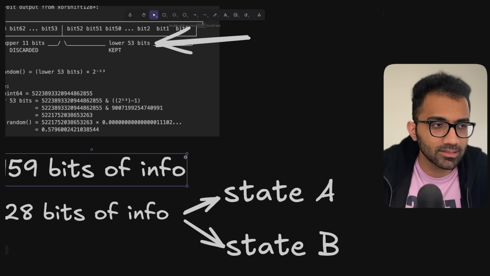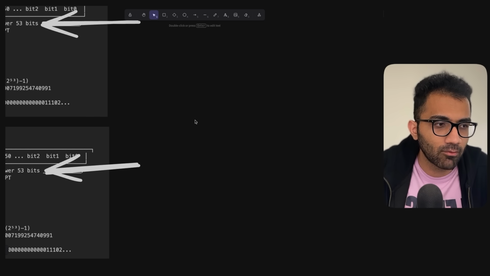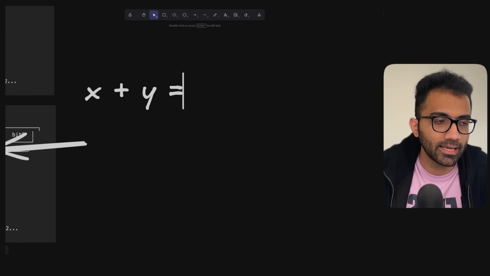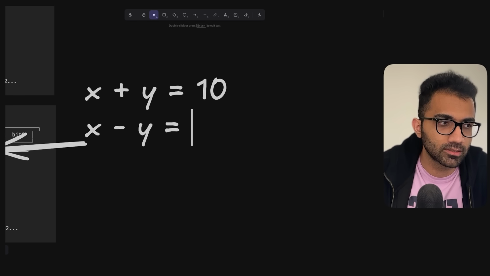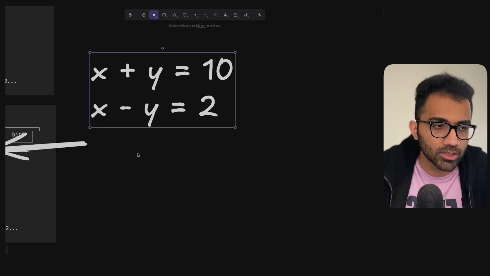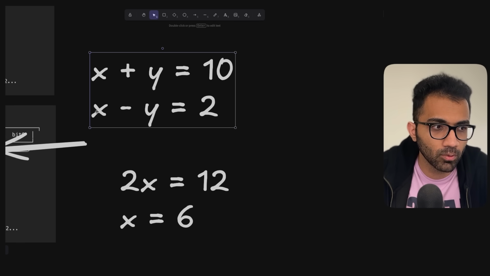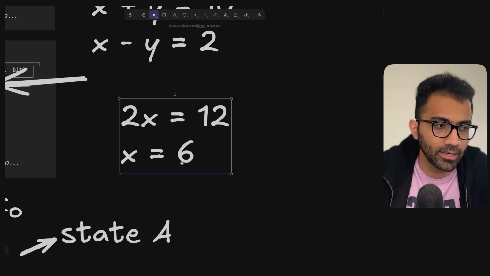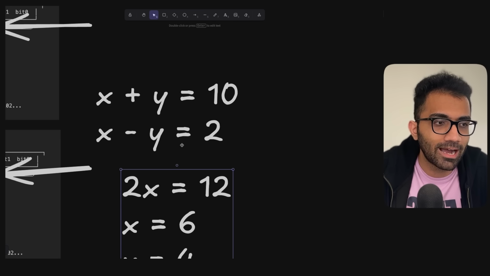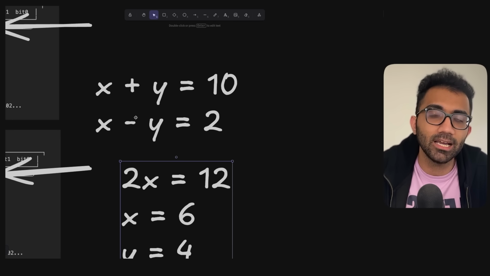A better way to understand this is with something we have all done. If I give you an equation, something like x plus y is 10 and x minus y is 2, you can just add these 2 equations. So 2 equations, 2 variables: 2x is 12, x is 6. And once x is 6, you can substitute it and y becomes 4 automatically. You're able to solve this because you have the same number of equations as unknown variables.